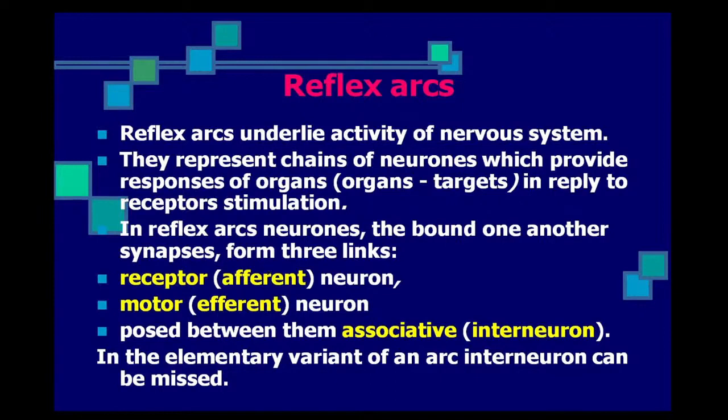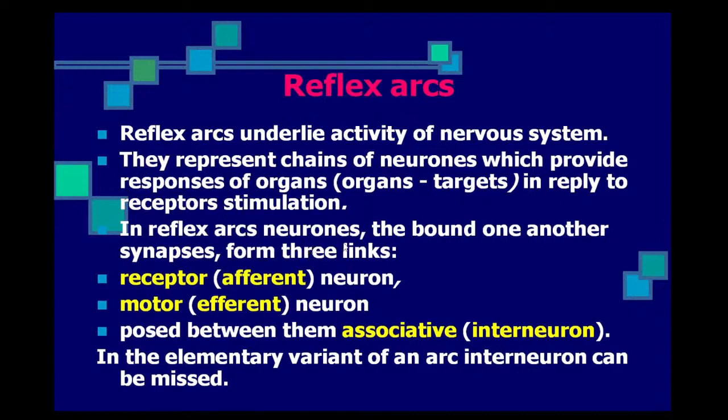This reflex arc underlies the activity of the nervous system. It is a pathway along which the nerve impulse migrates, providing motor, sensory and secretory functions. There are different types of reflex, and one of them is oriented to the activities of the human body. They represent a chain of neurons which provide responses of organs and targets, rapidly, to receptor stimulation.